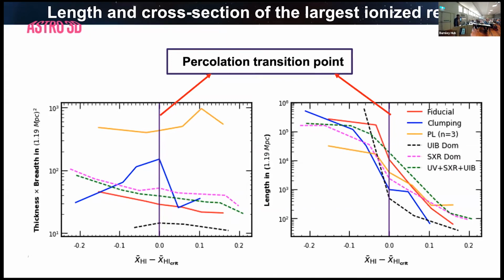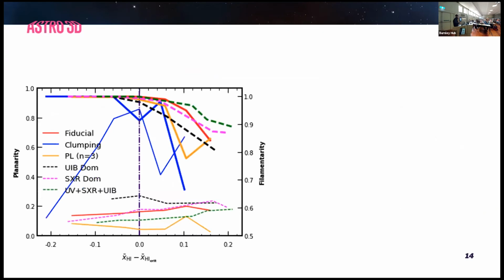We can see that as the reionization progresses, the cross section almost remains the same, but the length increases by several orders of magnitude, which confirms the fact that at later stages, mainly after percolation, we will see filamentary structure from almost all the reionization scenarios. Although there is a discrepancy in the clumping model, because this is the only model where non-uniform recombination was considered.